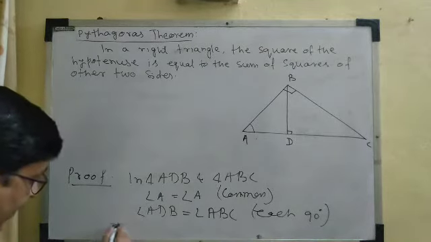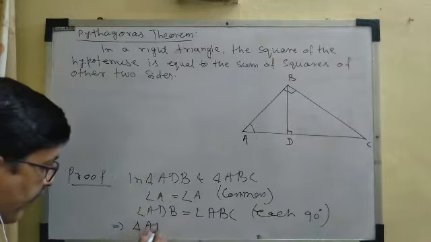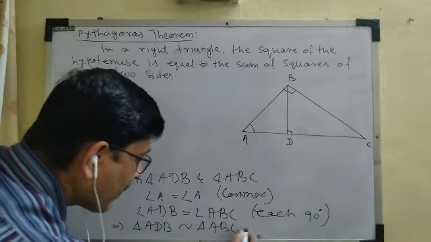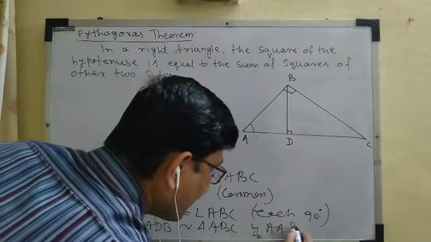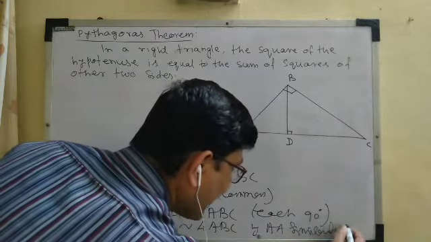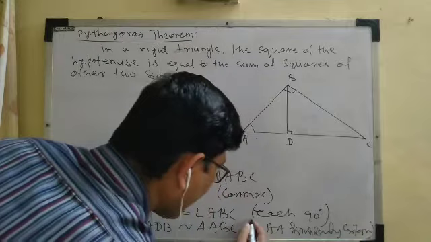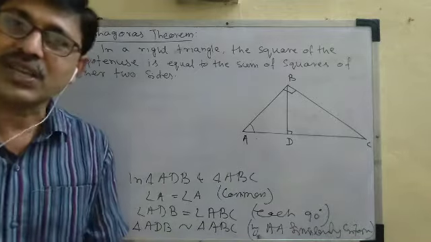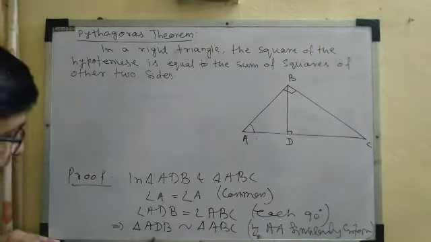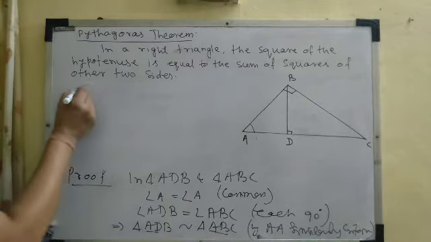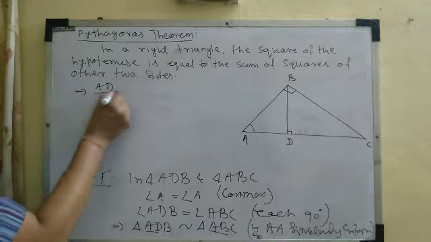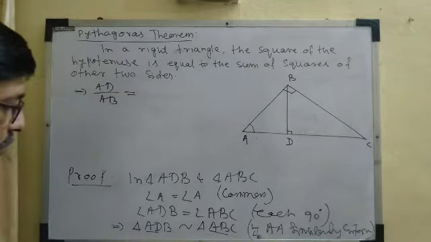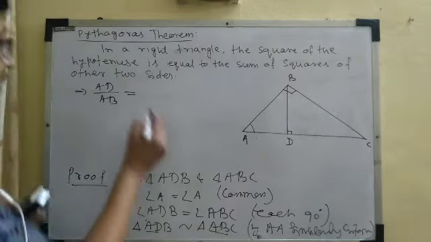we can write it as triangle ADB is similar to triangle ABC by AA similarity criterion. Since these two triangles are similar, their corresponding sides are proportional. So the corresponding side of AD is AB. So we can write, which implies that AD divided by AB is equal to AB divided by AC.